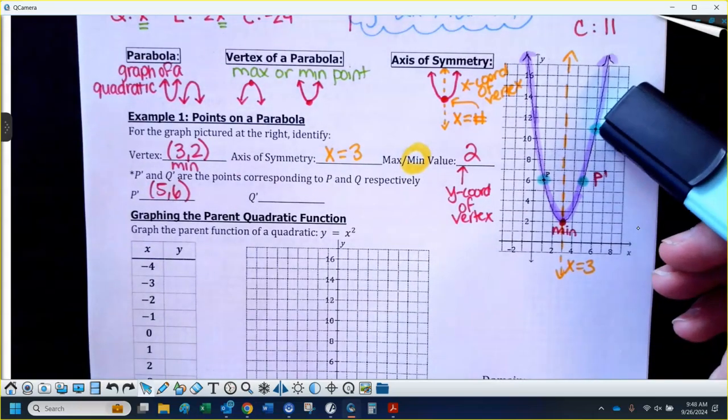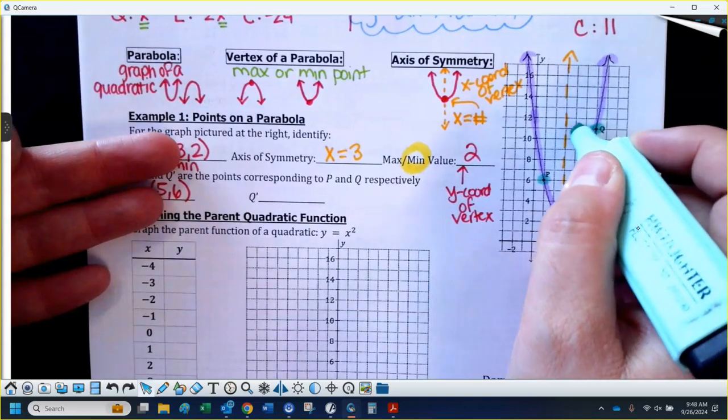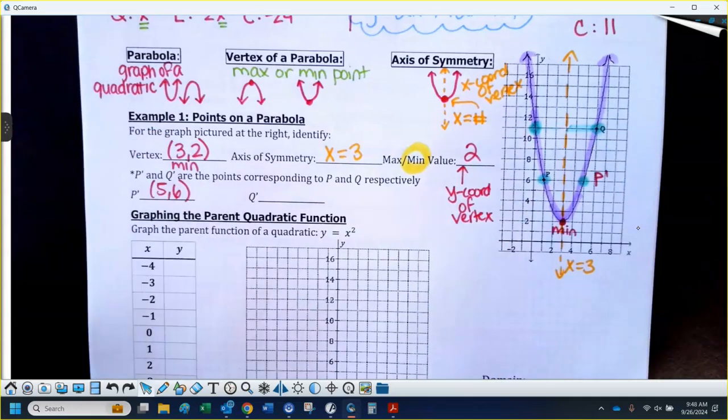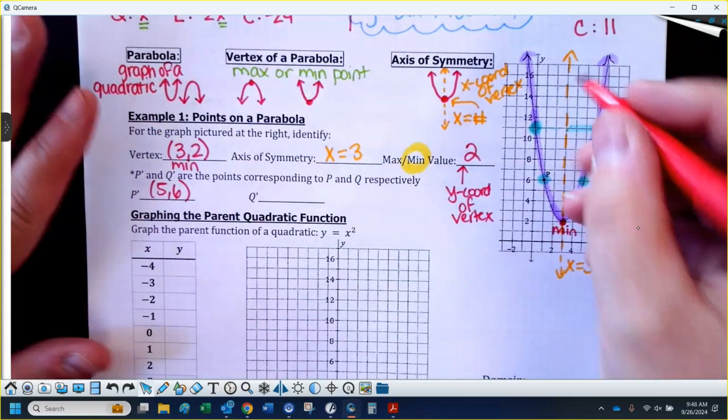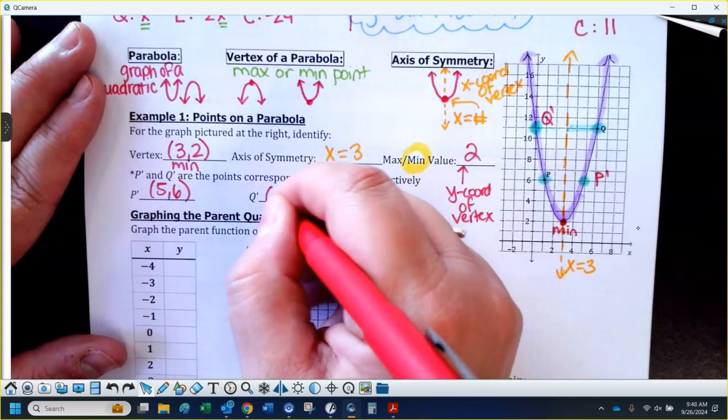Same thing with Q. If you find Q up here, reflect that over the axis of symmetry. So it's 3 spots away. So you just go 3 spots away on the other side. And in that case, that's going to be your Q prime. So looks like (0, 11) there.